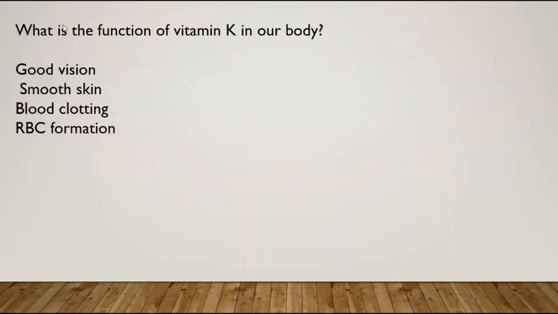The first question is, what is the function of vitamin K in our body? Good vision is for vitamin A. Smooth skin and RBC formation, as per your basic knowledge, are not related to vitamins, but vitamin K is used in blood clotting. So vitamin K plays a major role in blood clotting.